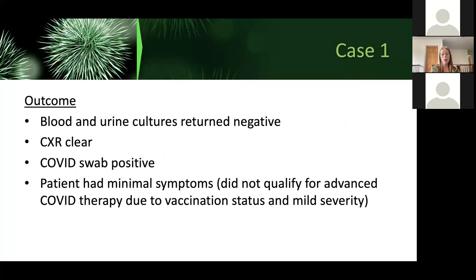Her chest x-ray was unremarkable, but unfortunately her COVID swab was positive. So likely the cause of her fevers was COVID, and she just happened to be neutropenic from her chemotherapy at the same time. So the patient was contacted again. She had minimal symptoms, and she didn't qualify for any advanced COVID therapy because she had 4 vaccines at this time, and her COVID disease was considered mild in severity. But she received some counseling of what to look for in terms of COVID infections and reasons to return back to the emergency room for reassessment and admission.